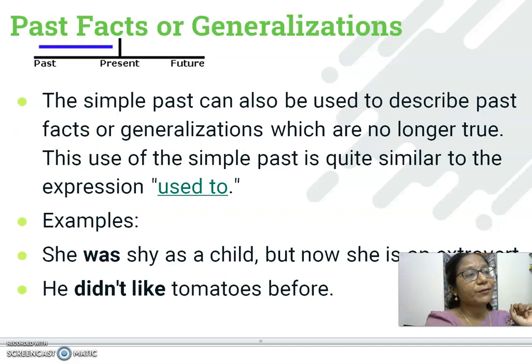And going to the next use, past facts or generalizations. The simple past can also be used to describe past facts or generalizations which are no longer true. This use of the simple past is quite similar to the expression used to. I used to eat a lot in my school days. Something like that. Now, two more examples for this usage. She was shy as a child, but now she is extrovert. He didn't like tomatoes before.